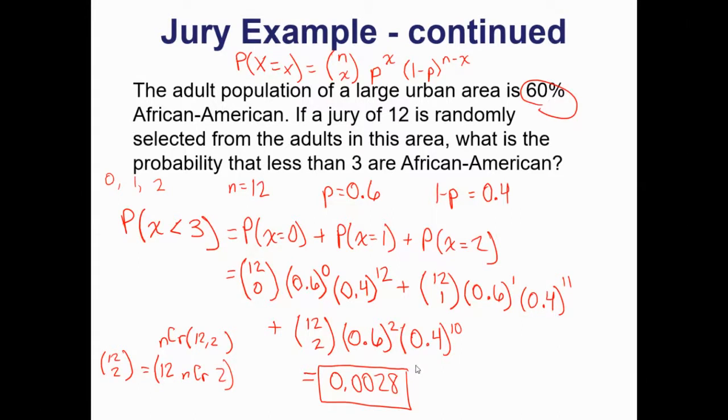So it's where we have an experiment with a fixed number of trials, and each can be either a success or a failure. And we're wanting to figure out the probability of having so many successes.